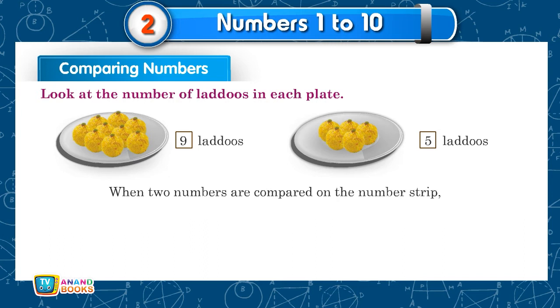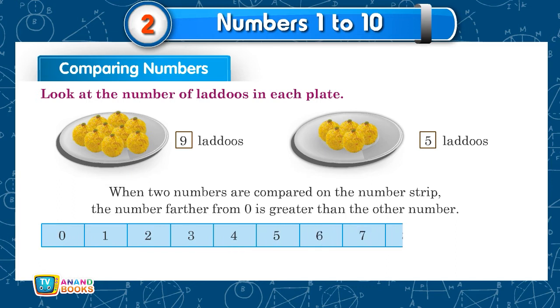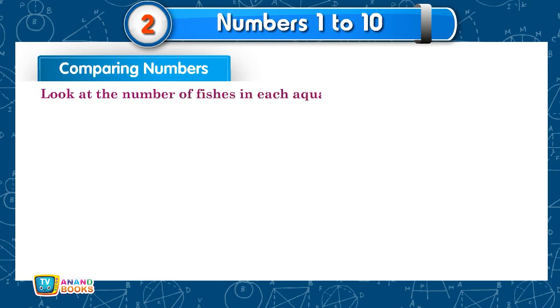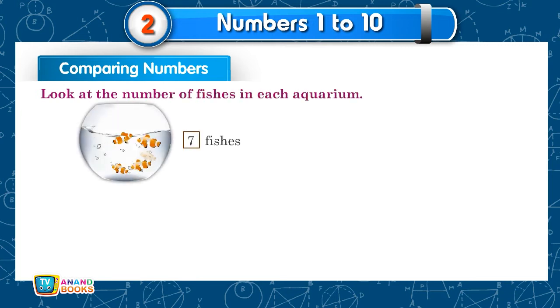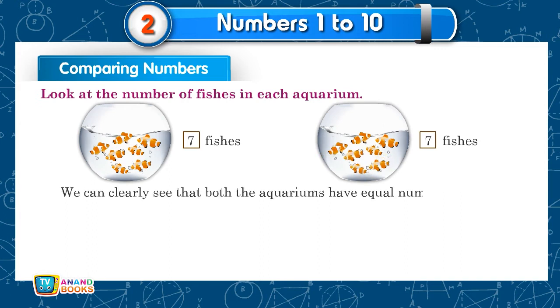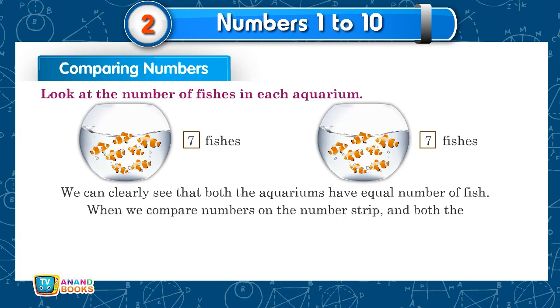Look at the number of laddus in each plate. 9 laddus, 5 laddus. When 2 numbers are compared on the number strip, the number farther from 0 is greater than the other number. Thus, 9 is greater than 5.